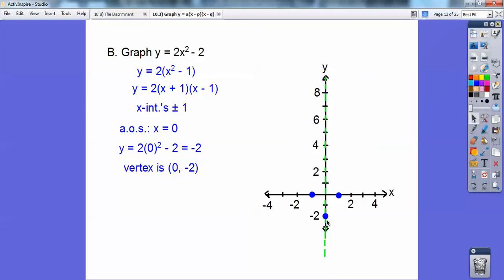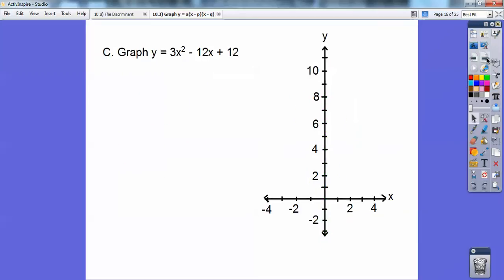I don't think I graphed this one, but if I went over 3, 3 squared would be 9, but 2 times that would be 18. Yeah, I know I didn't graph that one right there. Okay, so there it is right there. Go ahead and connect them. All right, and then let's try another one.